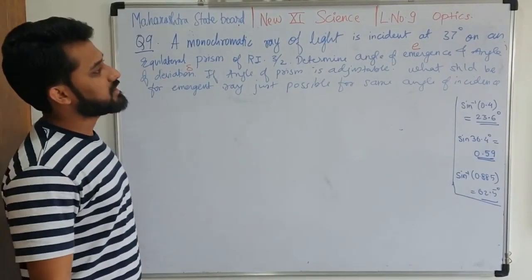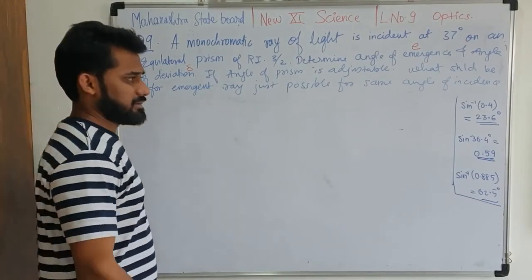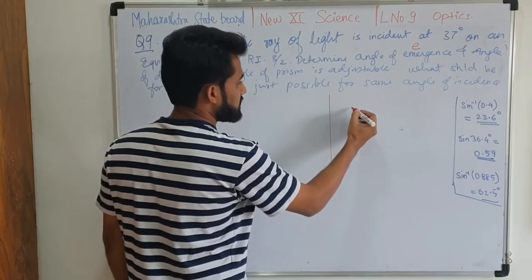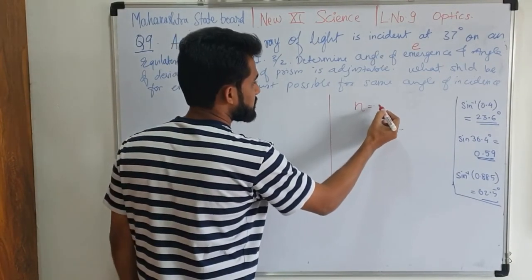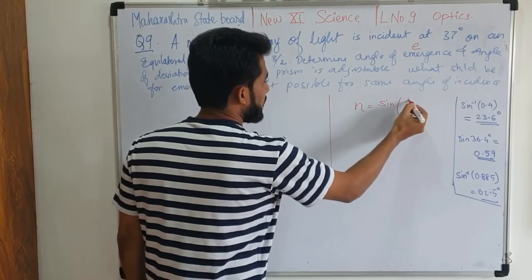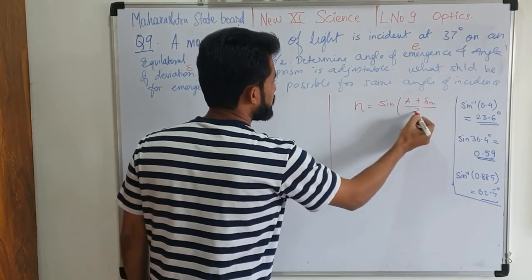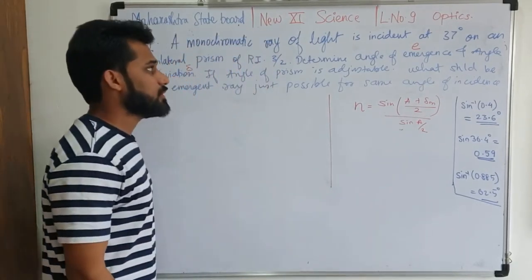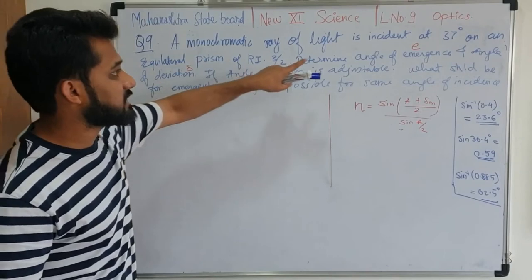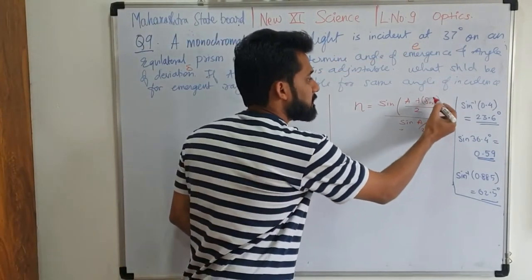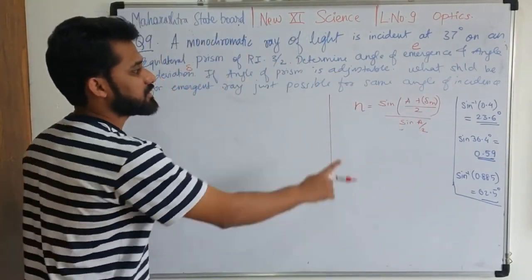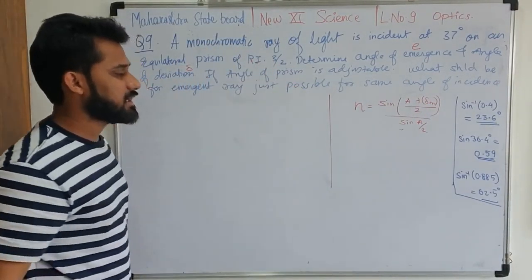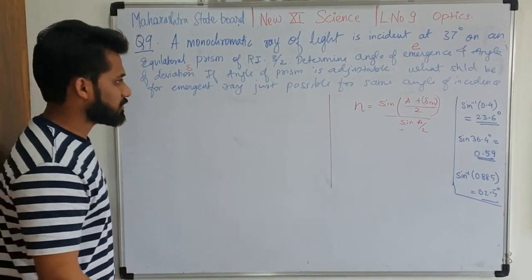Now see, to solve this question, first of all, we must understand that we cannot use the prism formula. The prism formula is refractive index of prism is sine of A plus delta M by 2 upon sine of A by 2, because we don't know whether the angle of incidence is such that the deviation will be minimum. So you cannot use this formula to get the minimum deviation, because the deviation could be anything. So we need to use the normal Snell's law.